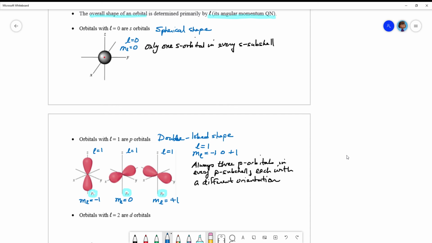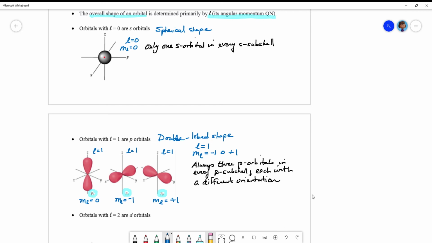Now, -1, 0, and +1 are arbitrary. So I could have just as easily said that the first orbital had an m sub L value of 0 and the second orbital has an m sub L value of -1. It's arbitrary, just as x, y, and z are arbitrary. We decide what's x, what's y, what's z. So all the m sub L value is doing is telling us that these three orbitals have different orientations, just as the x, y, and z indicate different orientations. Okay, well, that's orbitals with L equal to 1, double-lobed orbitals, and always a pack of 3 in every p subshell.